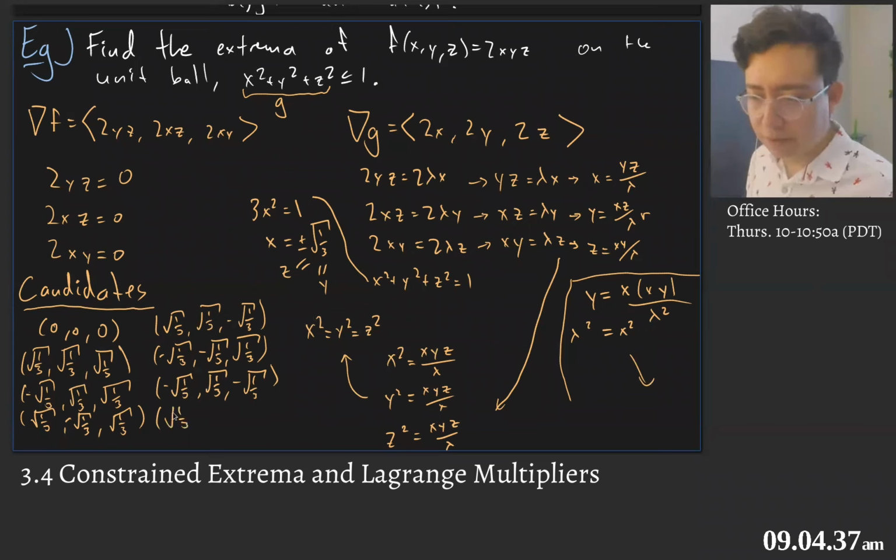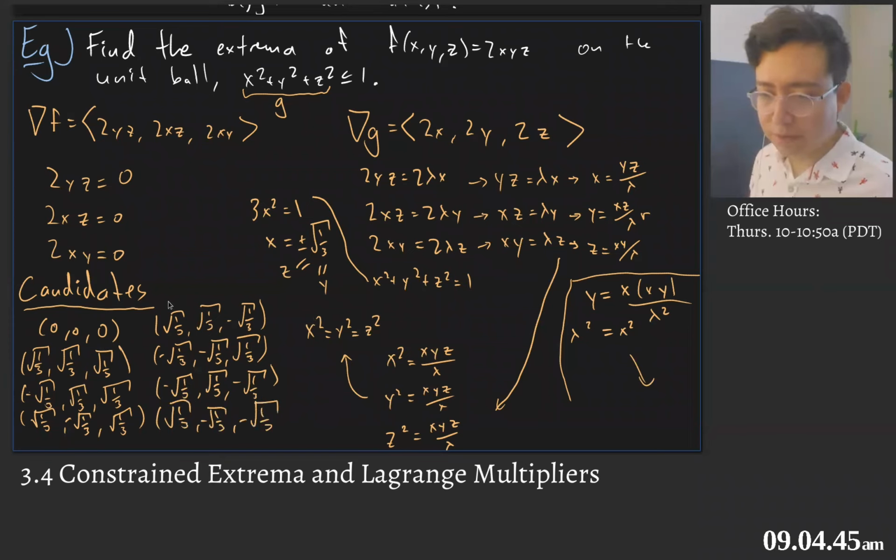And so after that, it just follows the same thing here. Square root of 1/3, negative square root of 1/3, and 1/3, negative square root of 1/3. So that's all the ones with 2, and then we just have all negatives.